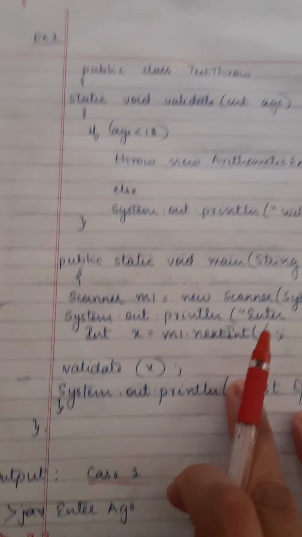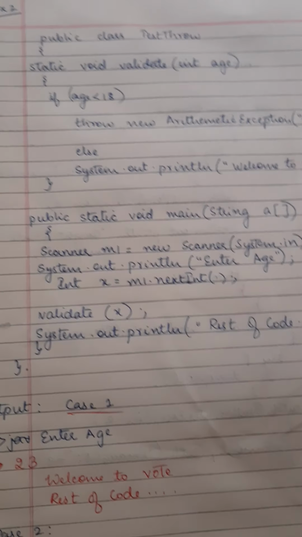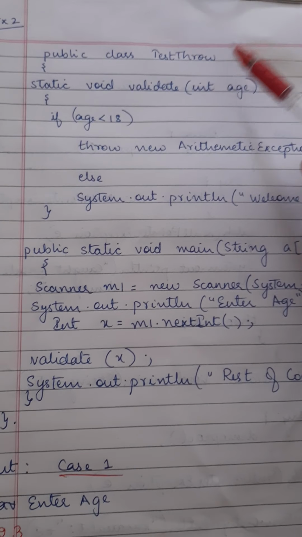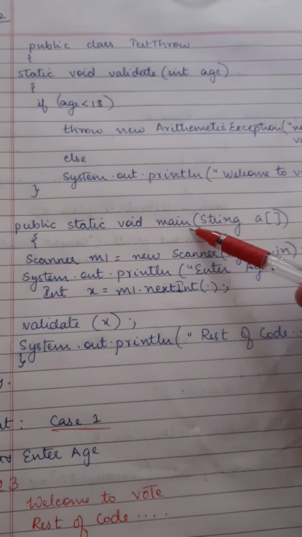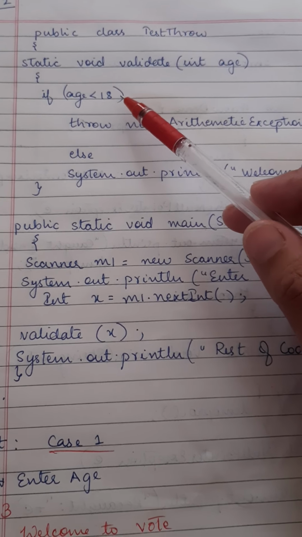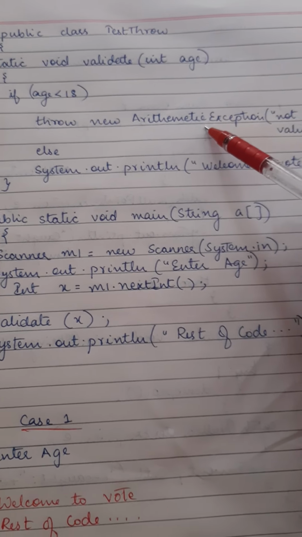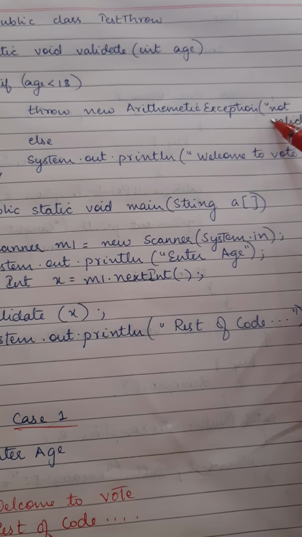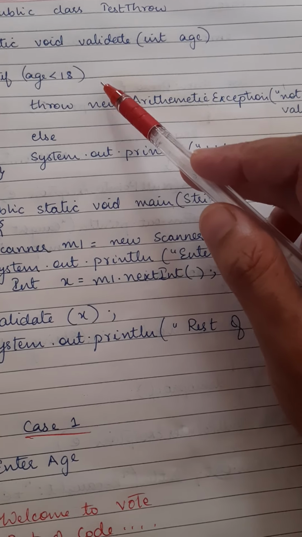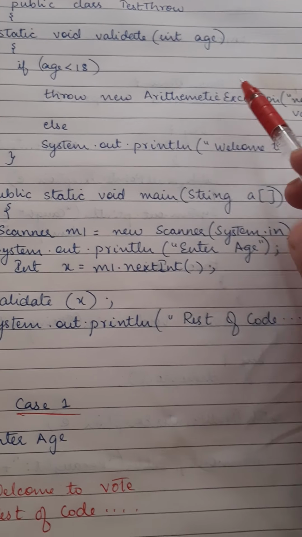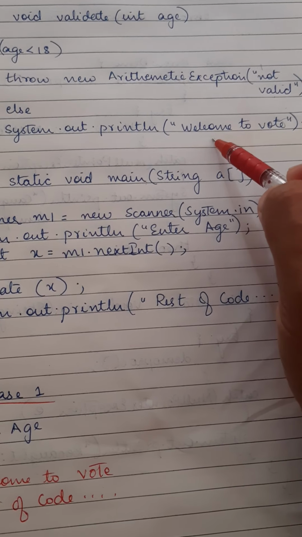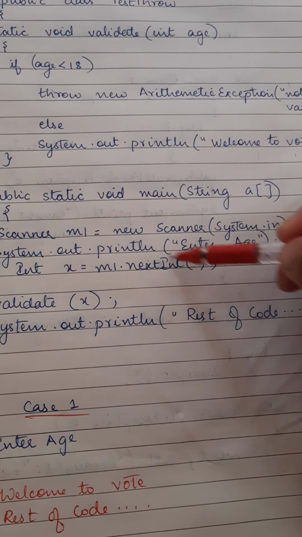I have another example to illustrate the same. Here I have a class called TestThrow. In this class I have a main function. What I am trying to do is, if the user enters an age less than 18, then it has to throw an arithmetic exception and say "not valid". I am going to check if the person is eligible to vote or not. If it is less than 18, the person is not eligible to vote, so it has to throw an exception and say "not valid". Otherwise it has to say "welcome to vote". That is the objective of this program.